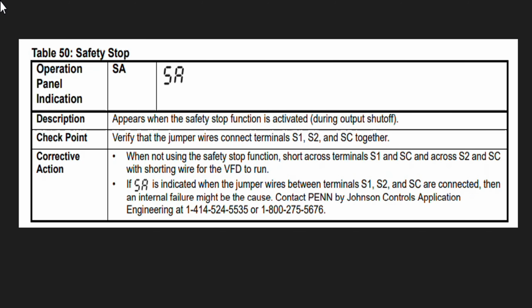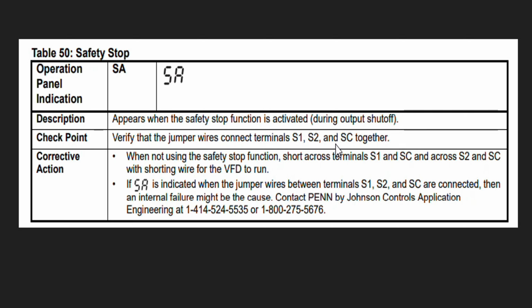Error code is SA, safety stop. It appears when the safety stop function is activated during output shut off. So it's normally set when we do the programming of the VFD. Okay, there are some jumpers connected to S1, S2 and SC. If any jumper is released, it might be that the programmer has used these three jumpers for an emergency stop button and any interlocking stop button in the field when he did the programming. So there could be these reasons where he has used them.